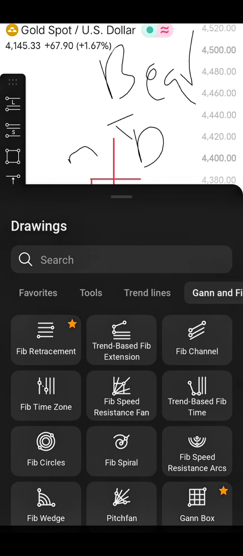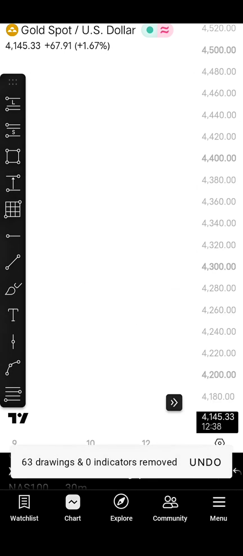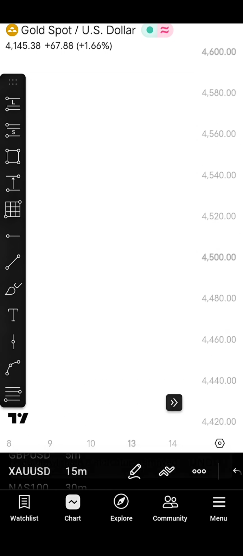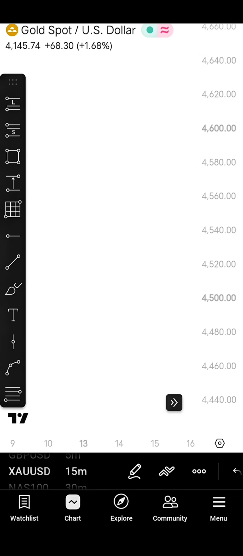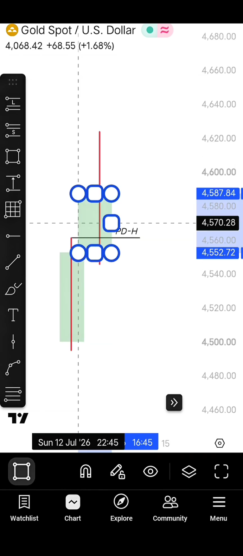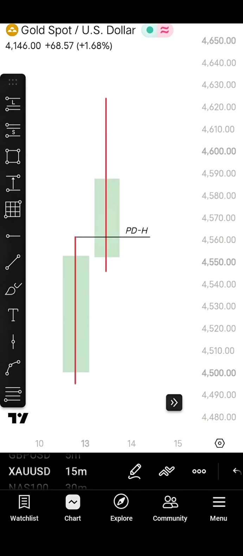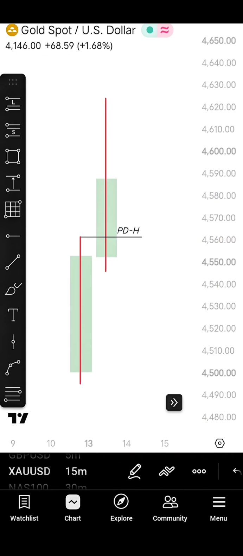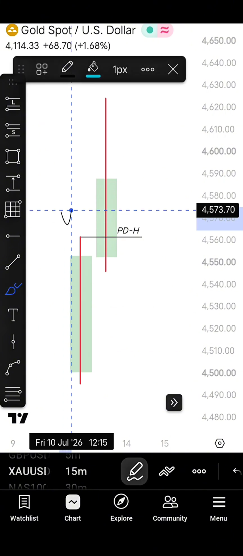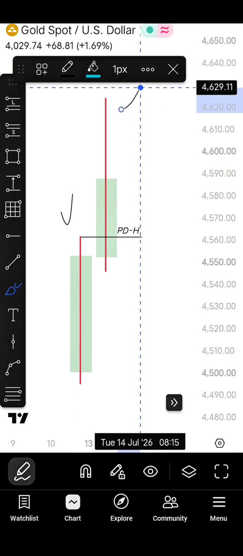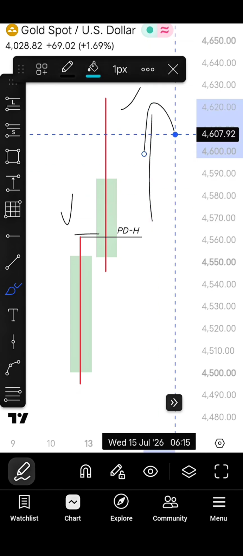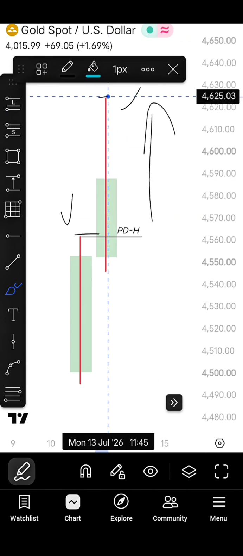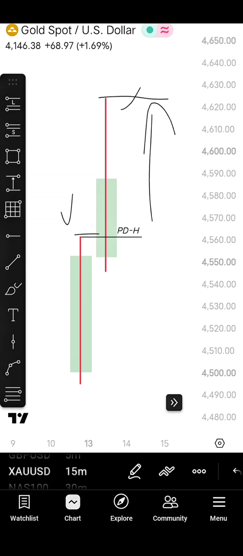Now let's move to another type of mechanical bias finding. The second mechanical method is when you are trading on Wednesday. This is the Monday candle and this is the Tuesday candle. The Tuesday daily candle closes above the high of the Monday candle. So your bias will simply be bullish, but till where? Your bias will be bullish till this high, the high of the second candle.